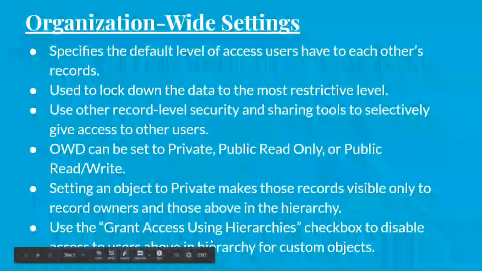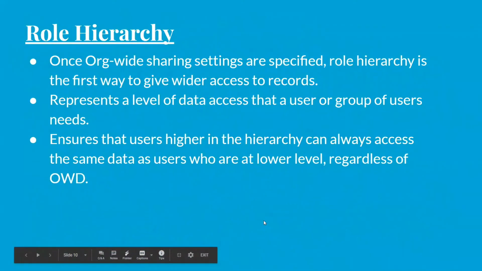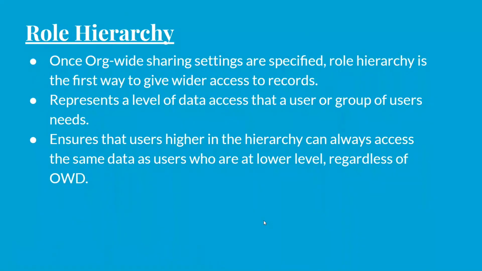So let's go back here and click on the next one. Role hierarchy, as I mentioned, once org-wide sharing settings are specified, role hierarchy is the first way to give wider access to records. So suppose you have set the org-wide default as private. Now it is up to you whether you want to give the people above in the hierarchy access or not. If you want to give them access, you should have a role hierarchy defined. And if you have that checkbox checked, then the people above in the hierarchy will get the access by default.